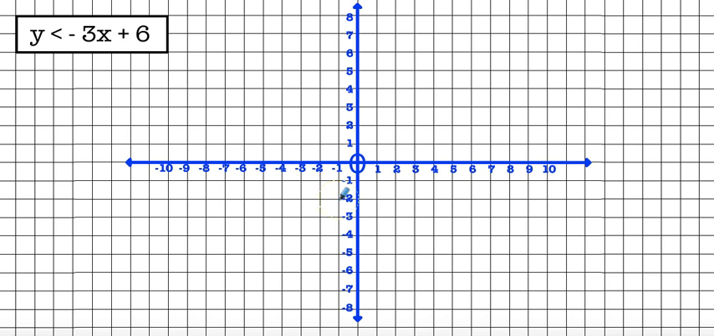So here we have another example. y is less than negative 3x plus 6. So we're going to graph this as we normally would. So keep in mind that because we have y is less than, we're going to have a dashed line. So negative 3 is our slope, so negative 3 over 1. And 6 is our y-intercept.